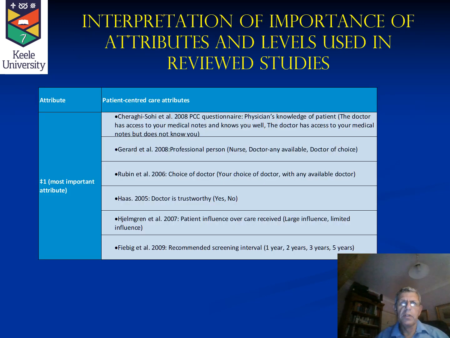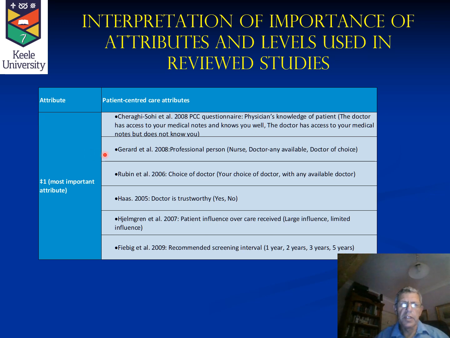The next level involves interpretation of the studies' findings. This involves going through each study and looking at the attributes. For each of the 15 reviewed studies, the attributes were ranked in order of their relative importance within the individual study. For example, in the Cheraghi-Sohi et al. study in 2008, the patient-centered care questionnaire found that the most important attribute was physicians' knowledge of the patient.